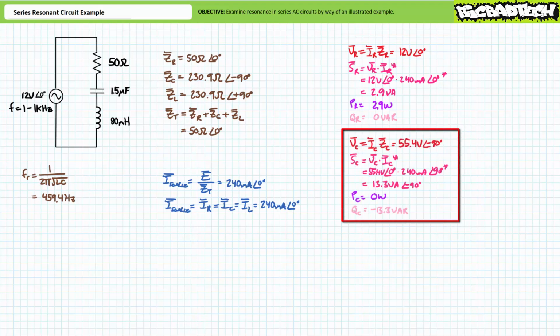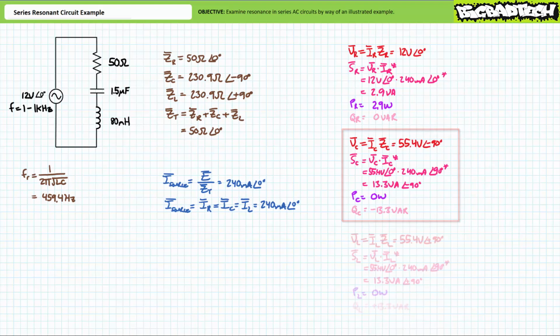Another application of Ohm's law demonstrates voltage across the capacitor will be equal to the current through it times the capacitive impedance. Substituting in our given values yields VC to be 55.4 volts at an angle of negative 90 degrees. Application of the AC power formula demonstrates the capacitor will experience 13.3 volt amperes of apparent power, none of which will be directed towards real power, and all negative 13.3 VARs will be directed towards a reactive interchange.